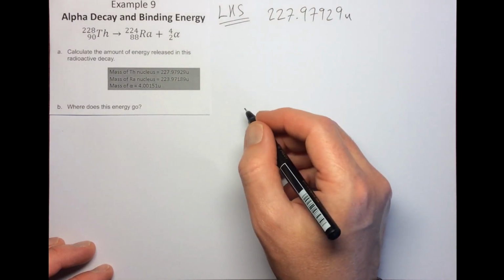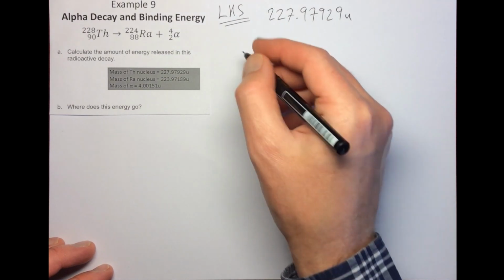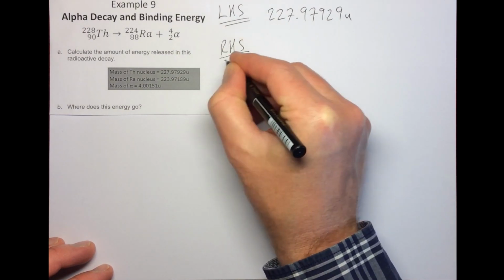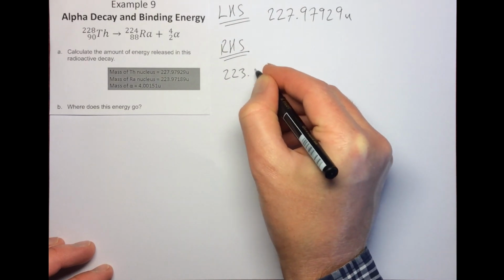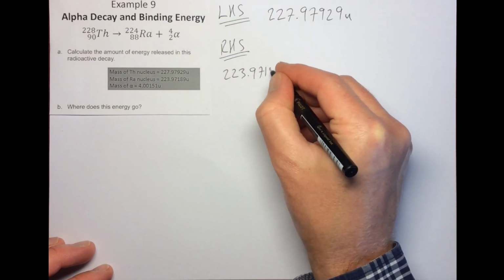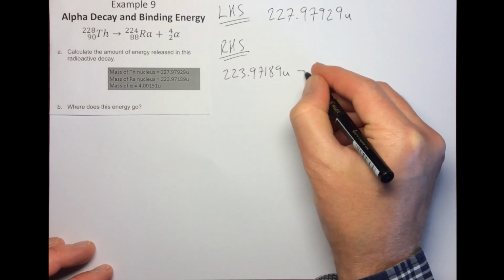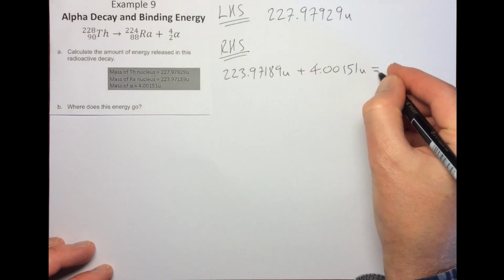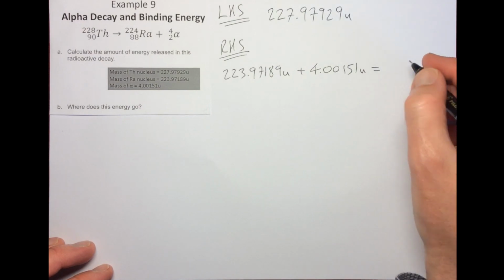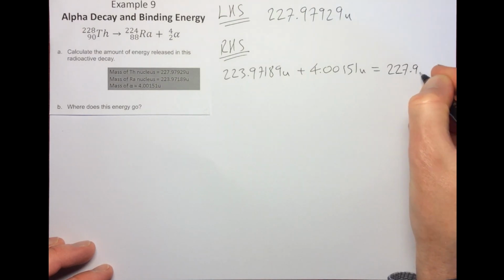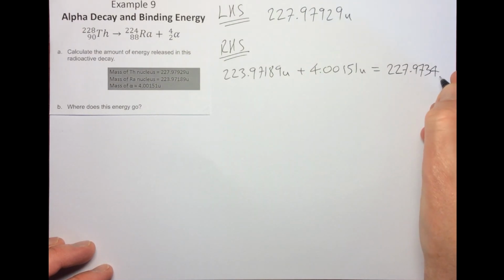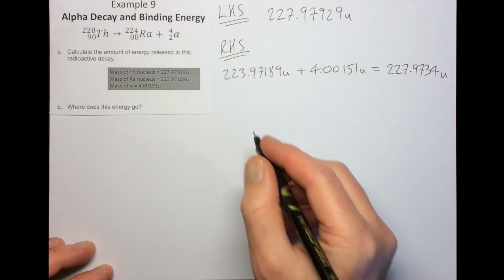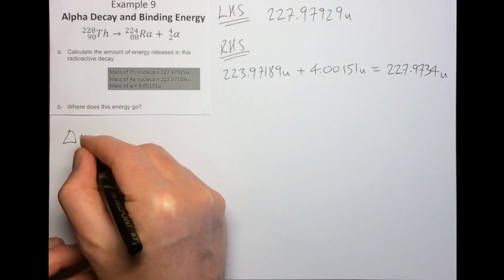Okay, so the left-hand side is 227.97929 U. The right-hand side is the mass of the radium nucleus plus the mass of the helium nucleus, or the alpha particle. And that's going to give us 227.9734 U.